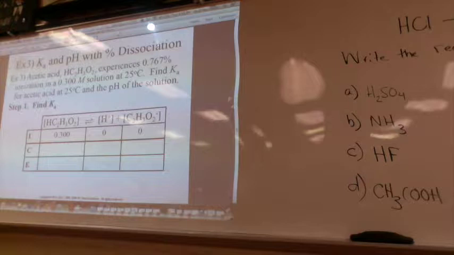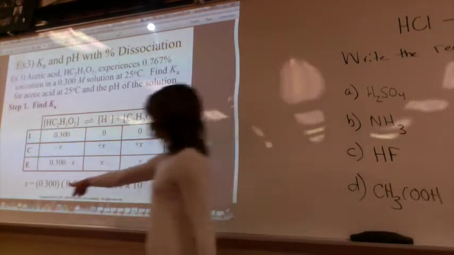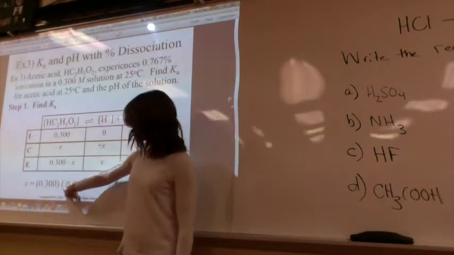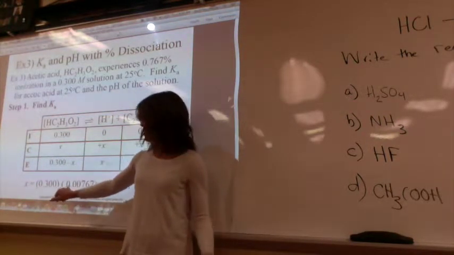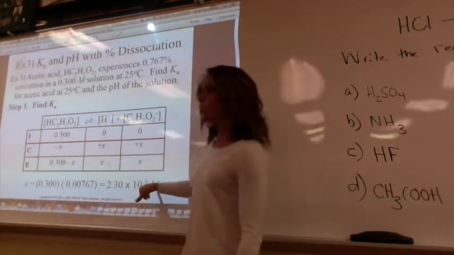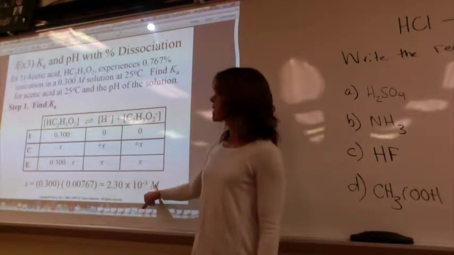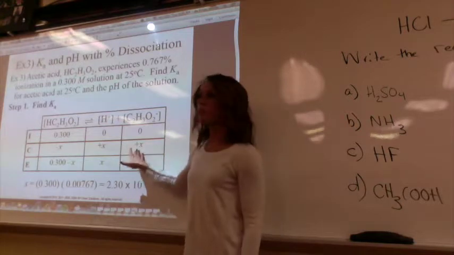All right, so now my change is going to be minus x, plus x, plus x, but we know what the change is, right? So here's going to be the minus x, plus x, plus x, and then equilibrium shows us that, but we can find x and just plug it in. So 0.3 molar multiplied by my percentage as a decimal, so don't forget to move your decimal place 2 to the left. This will give me the amount that goes away, which means that that amount gets added to both of your products.